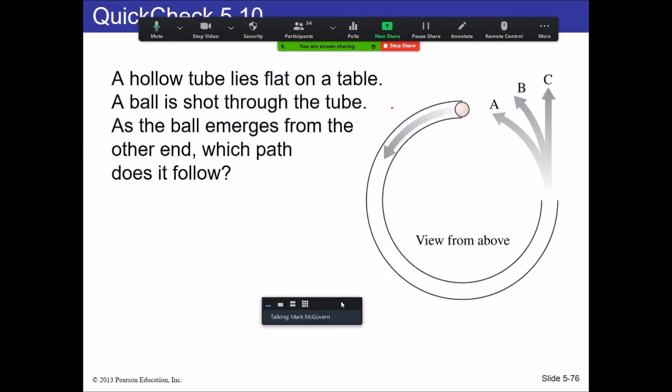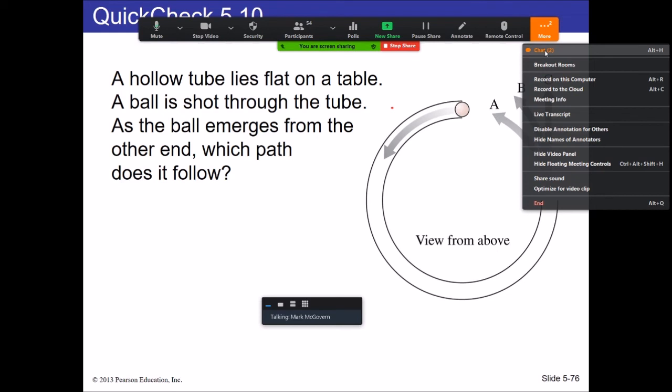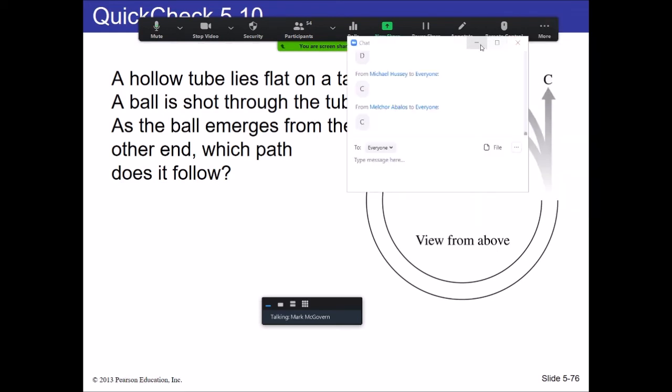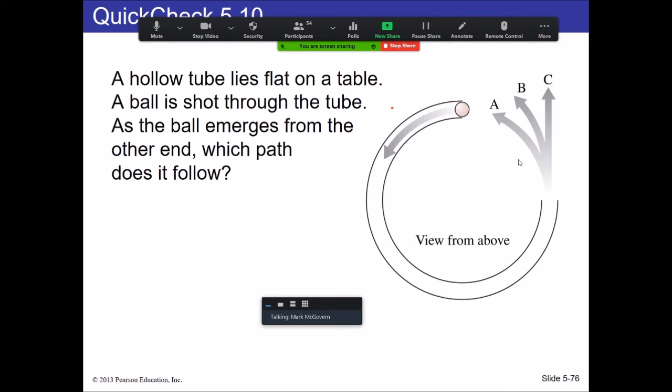A hollow tube lies flat on a table. A ball is shot through the tube. As the ball emerges from the other end, which path does it follow? Well, the reason it curves in the tube is because it's in contact with the wall, and there's a centripetal force, which is a normal force being exerted on the ball. But as soon as the ball leaves the tube, there's no more force exerted on it. Now Newton's first law is at work. At that moment the ball exits, its velocity was straight up, and so it's going to follow Newton's first law and continue in a straight motion.